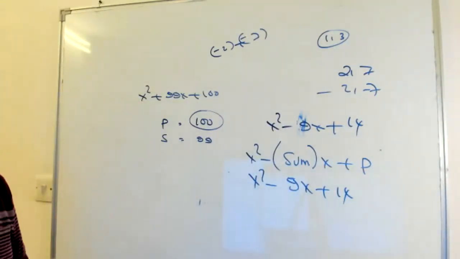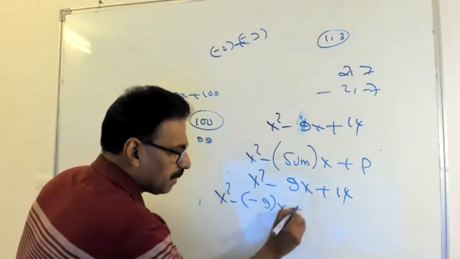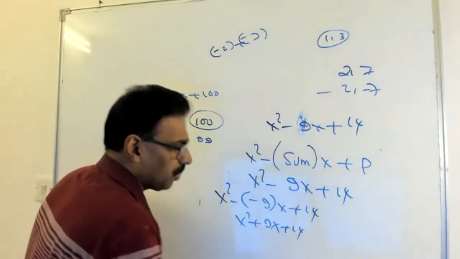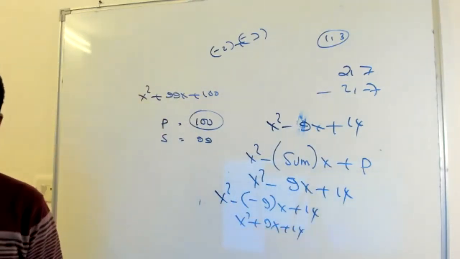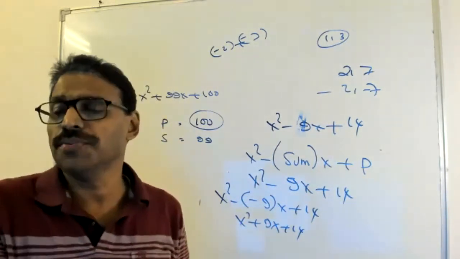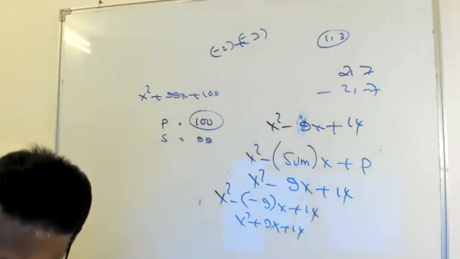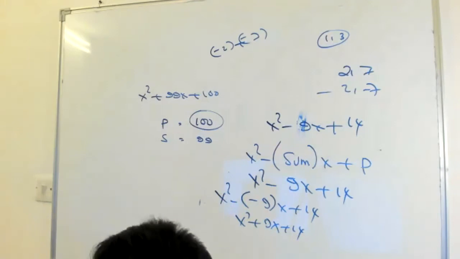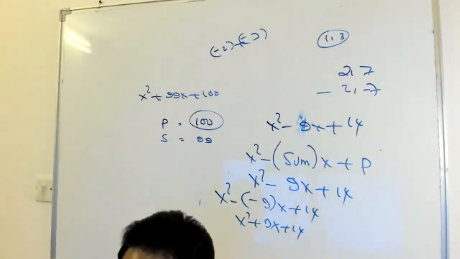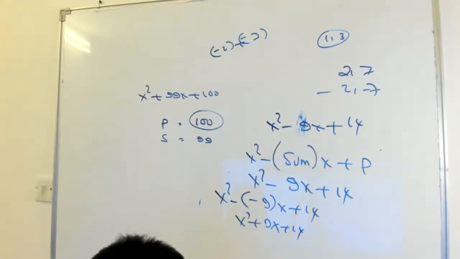Minus 9. So x square minus of minus 9x plus 14, so x square plus 9x plus 14. So to get positive, both are what? Negative. Both are negative. So the final answer is: both are negative. Option B only is correct. I hope it is clear now. Don't learn it by heart. Understood now how it is coming? It should be both are negative. Is it clear or not?